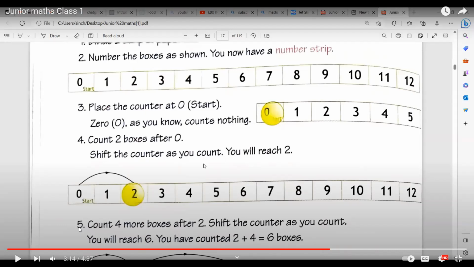Five, count four more boxes after two to shift the counter. As you count, you will reach six. You have counted 2 plus 4 equals 6 boxes. So what happened if you count four more boxes after two? After two, if you count four boxes, then what is the answer, beta? Six. Very good. Excellent.